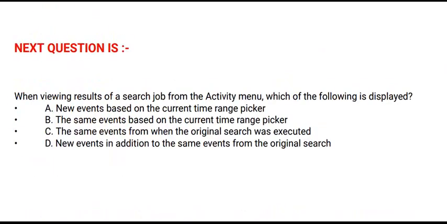Next question is, when viewing the results of a search job from the activity menu, which of the following is displayed? Options are, option A, new events based on the current time range picker. Option B, the same events based on the current time range picker. Option C, the same events from when the original search was executed. And option D, new events in addition to the same events from the original search. The correct option is option C.